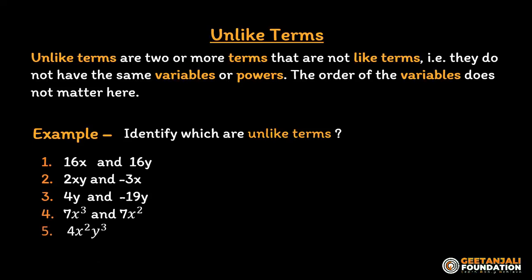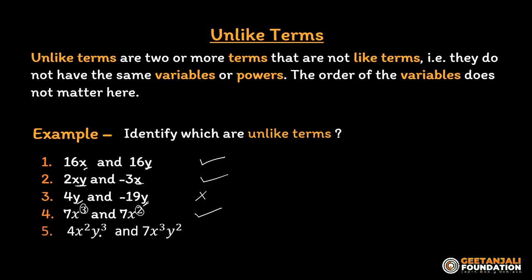In the first example, 16x and 16y. The constants are the same, but these variables are different. So these are unlike terms. And here the variable is xy and here the variable is only x. So these are unlike terms, these are not like. Here 4y and minus 19y, variables are same. So these are not unlike terms, these are actually like terms. And here variables are same but their exponents are different, therefore they are unlike terms.